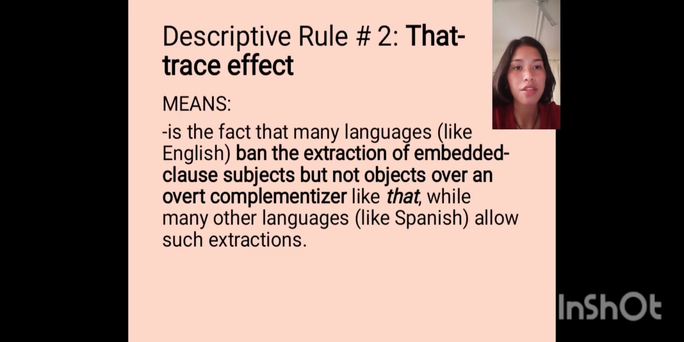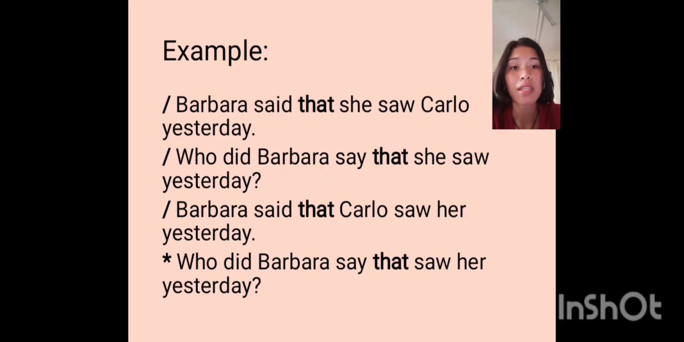The that-trace effect means that many languages like English ban the extraction of embedded clause subjects, but not objects, over an overt complementizer like the word "that," while many other languages like Spanish allow such extractions. Here is an example. The first sentence is: Barbara said that she saw Carlo yesterday. Another one is: Who did Barbara say that she saw yesterday?